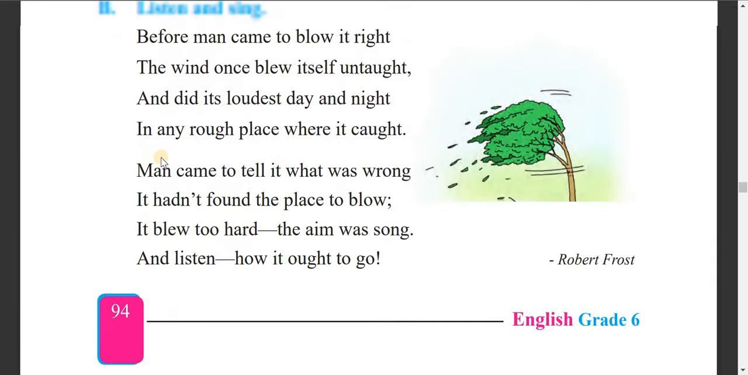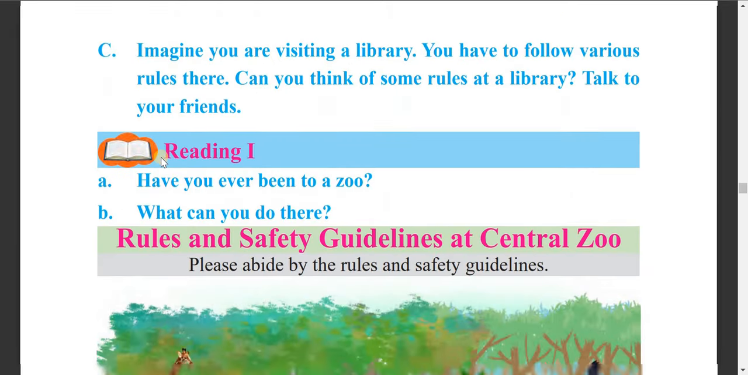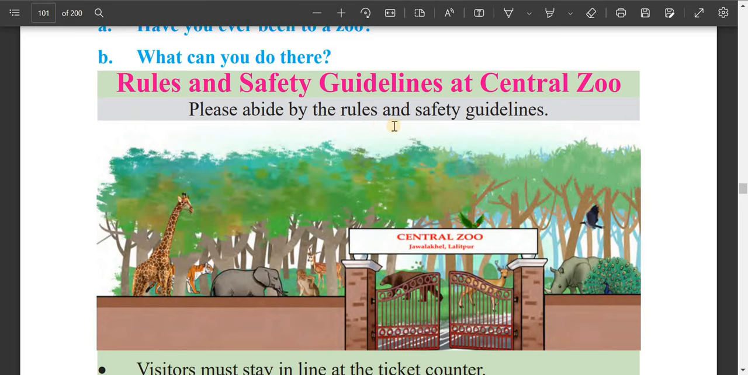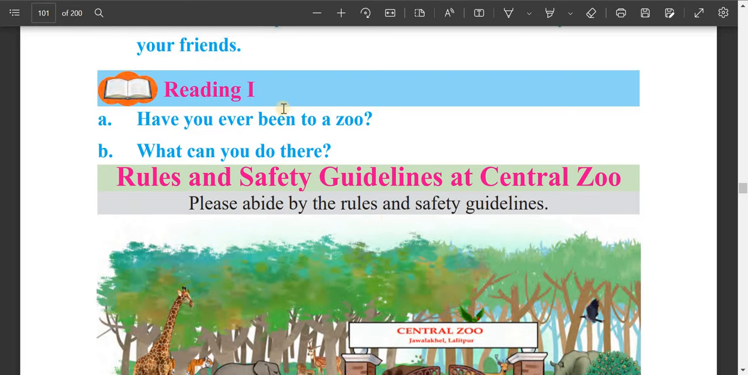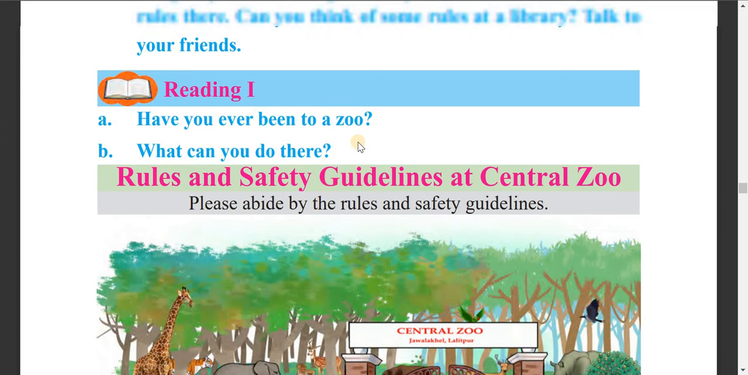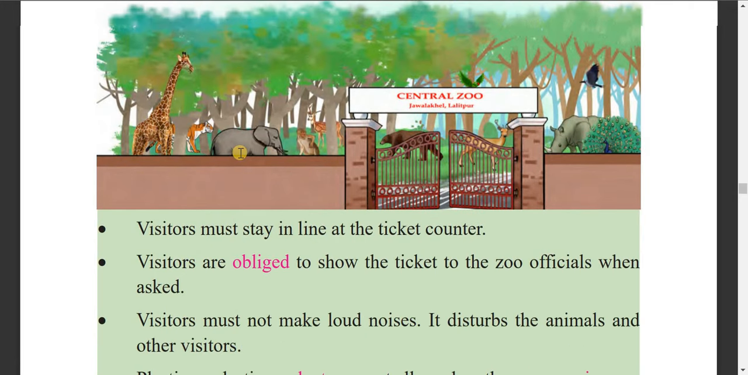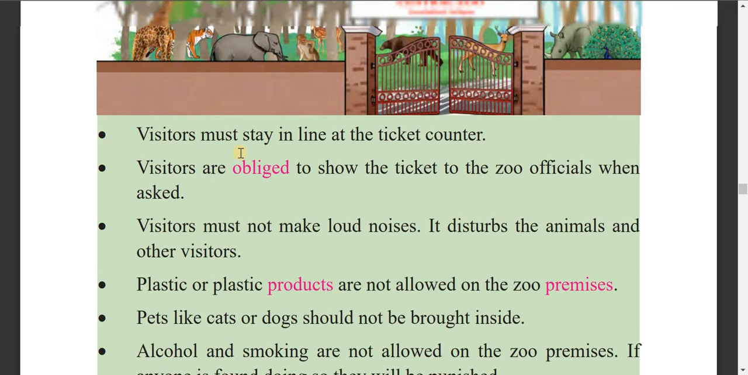Today we will do some exercises given in this unit. The first one is rules and safety guidelines at Central Zoo. Please abide by the rules and safety guidelines. Have you ever been to a zoo? I think you have gone to a zoo. What can you do there? You can see animals. Just enjoy yourself. Now, there are some rules and regulations we should follow, we should obey in the zoo.